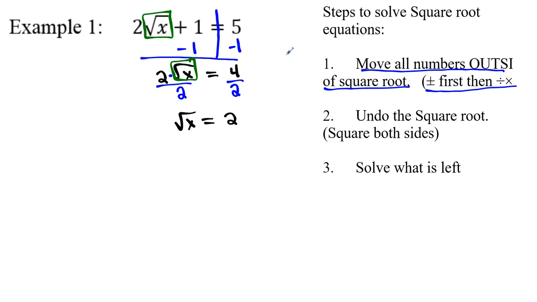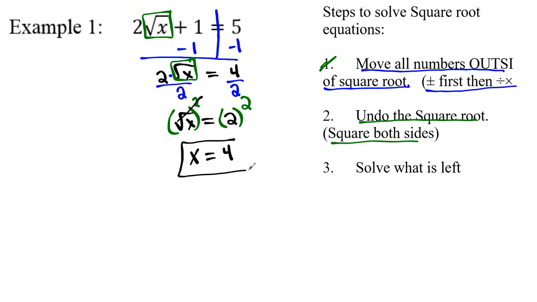We're almost done. We just got number 1 done. We moved everything on the outside of the radical, so the radical is by itself. Now we're going to undo the square root by squaring both sides. And we just draw parentheses around each piece and square them. This square is going to cancel out the radical, which just gives me my x is equal to, and 2 squared is 2 times 2, which is 4. And you're done. Now, we do solve what is left if we have more to solve. And all we have was x equals 4, which was already isolated and solved for.